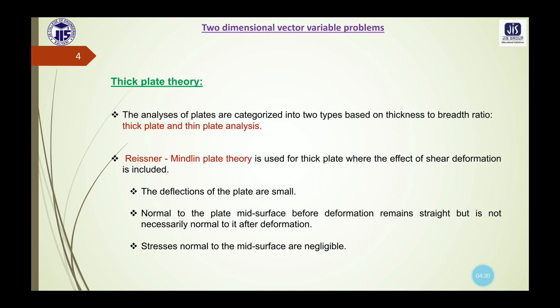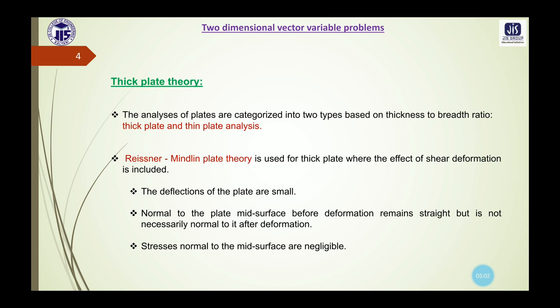Now the aim of this plate theory is to calculate the deformation and the stresses in a plate subjected to loads. That means when different loads or forces are applied perpendicular to the plane of the plate, then the amount of deformation and the stresses occurring on the plate element will be calculated, which is the main aim of this plate theory.